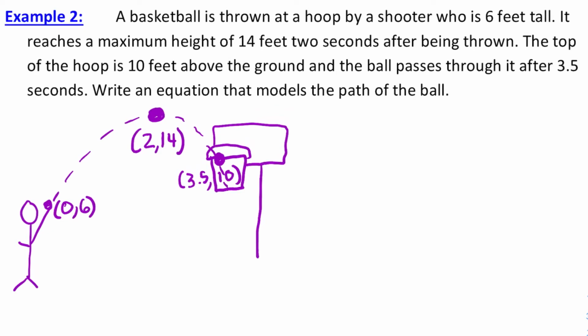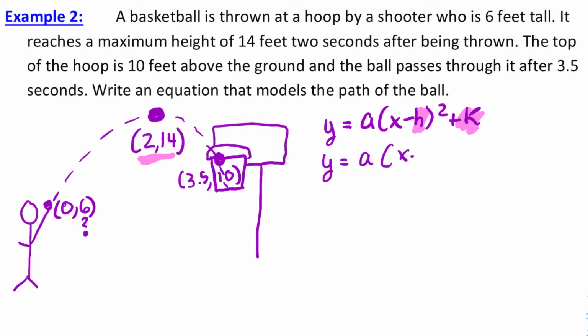So before the ball is shot, it's maybe 6 feet in the air because my player's 6 feet tall, but that one is not necessarily where my ball is at, because just because the guy's 6 feet tall doesn't mean the ball is at that exact location. So when I write my equation of this quadratic, it would be better to use my other 2 points in my model. So starting with my vertex, I know my vertex is at (2, 14).